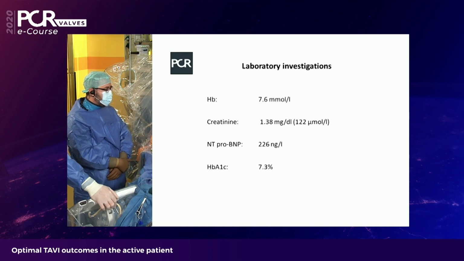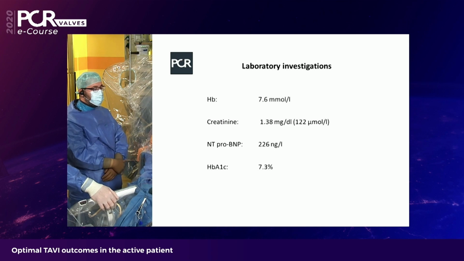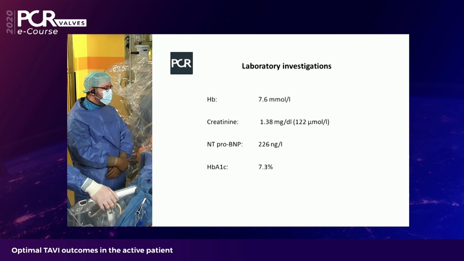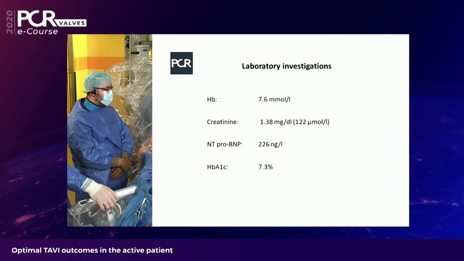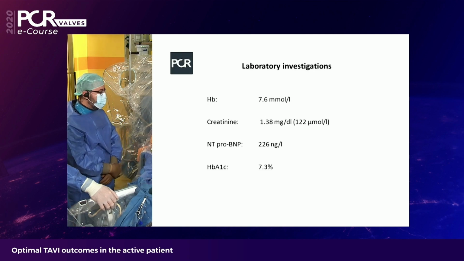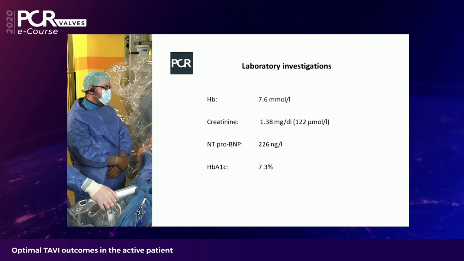Her laboratory investigations were overall unremarkable, so the hemoglobin level is normal. I remind you that this is in millimole per liter. Her creatinine a little bit elevated. We talked about the renal function. She has almost normal NT-proBNP, only slightly elevated, and a slightly elevated hemoglobin A1C. Otherwise, as previously mentioned, her laboratory values were unremarkable.